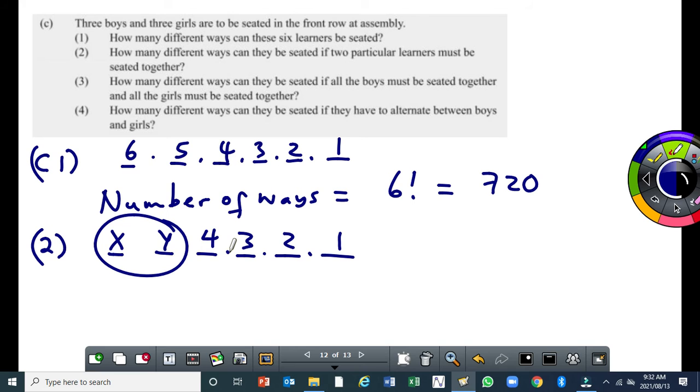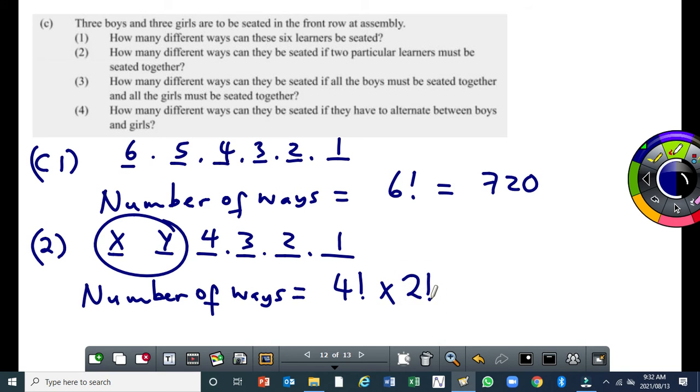So the number of ways will be equal to, let's start with the 4, 3, 2, 1, that's 4 factorial, times 2 factorial for this one here, because they can swap among themselves. What answer do we get? 48.